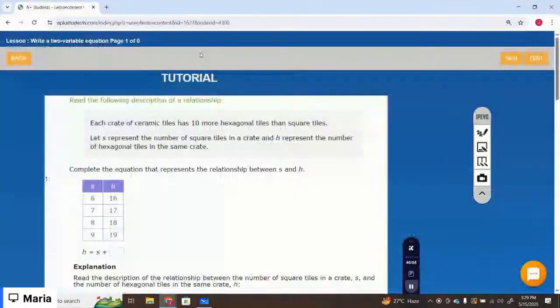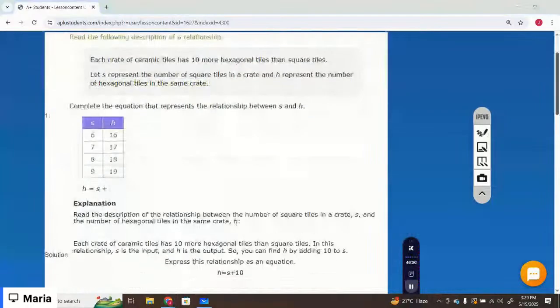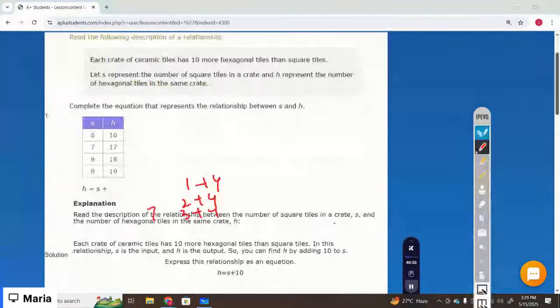Complete the equation that represents the relationship between S and H. So you have to find now the relationship, right? To look at the table, you need to find what number is added to S. So 6 plus what number is 16? 7 plus what number is 17? So find the relationship between those two values, right?